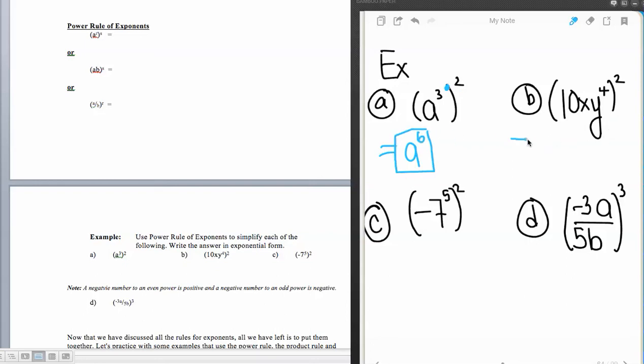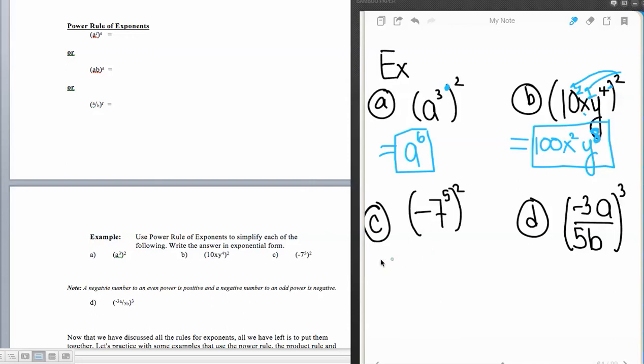Now this one's a little bit more complicated. It's a monomial to a power. So this is going to get squared, this is going to get squared, and this is going to get squared, which means multiply the exponents. So 10 squared, which is 100, x squared, which is just x squared, and then y to the 4th squared, which is 4 times 2, which is 8. Now a lot of students will get the x and the y taken care of, but what they'll miss out on is the 10. So don't forget, even the numbers get the power.